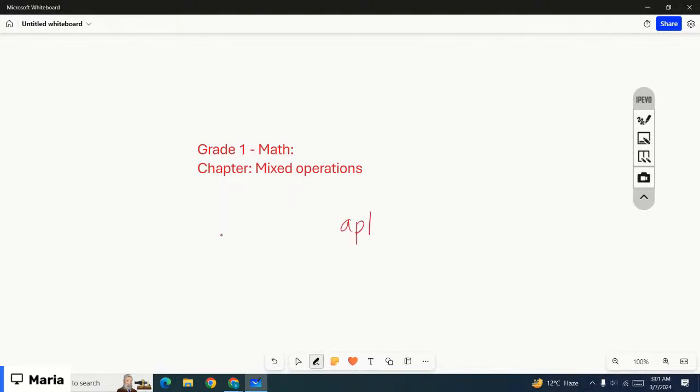You can find all the lessons on atlasstudents.com. You have to log in there using your email address, and the password is provided by the administrator. Then you have to select math from the subject tab. Scroll down to grade 1 and then click on view all lessons. There you can find a list of the chapters. We're going to start with the chapter mixed operations.